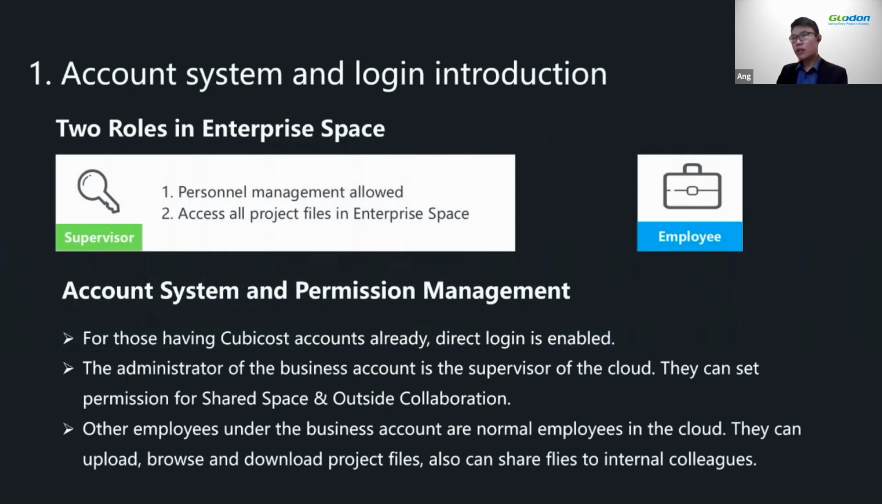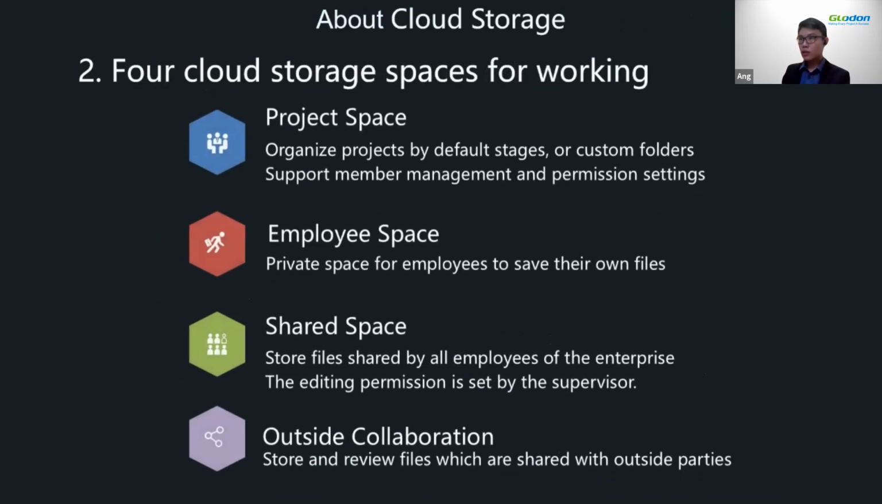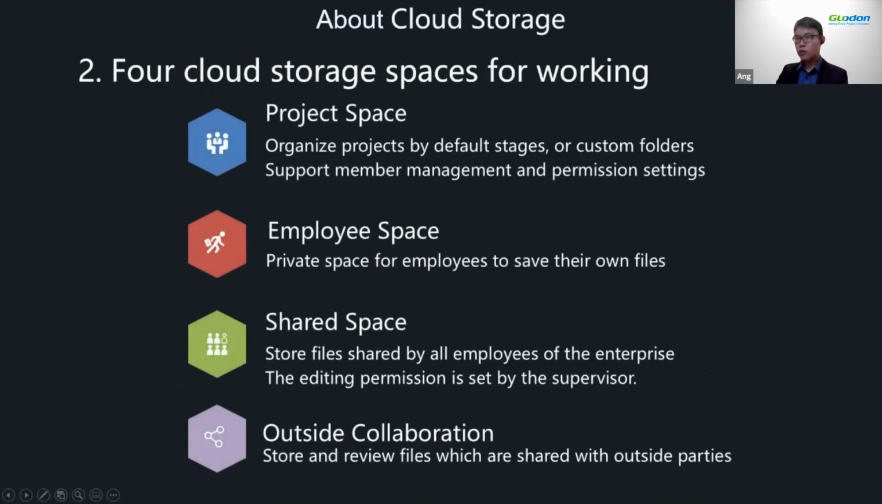So in here, we basically have two roles. The first one is like a manager, where we can set the restriction of the accounts. And the second one is like a normal account where you can just save the file. You can try to share files to the others. And in Cubicost Cloud, we have 4 types of spaces. The first one is project space. Second is employee space. Third is shared space. And the last one is outside collaboration.